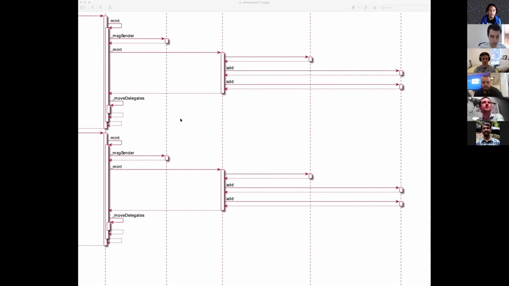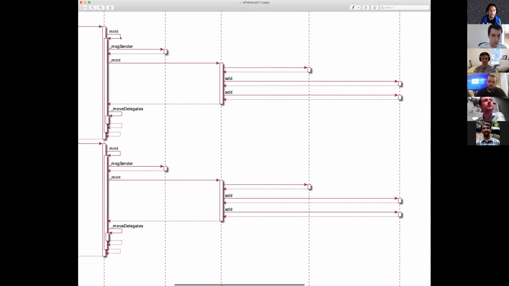But you see, well, the conclusion was that one of these mints is for the dev share and the other mint is for the issuance.